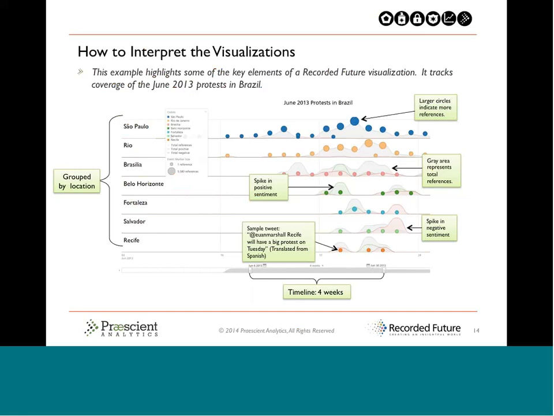Here, this is a timeline that's not related to the information we're looking at today. This is looking at coverage of the 2013 protests in Brazil. It's grouped by location, so in this case by city. Essentially, the bubbles that you see here correspond to events that Recorded Future collects. Larger circles represent more events or more references. The higher that bubble floats on the graph, the more relevant it is to your specific query.